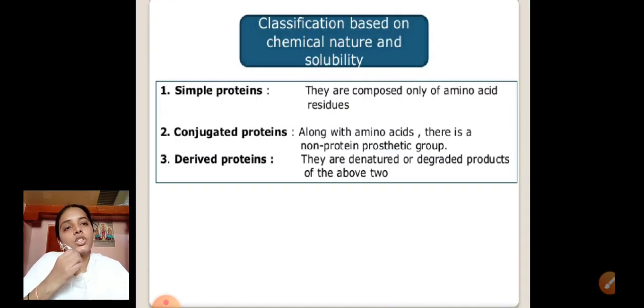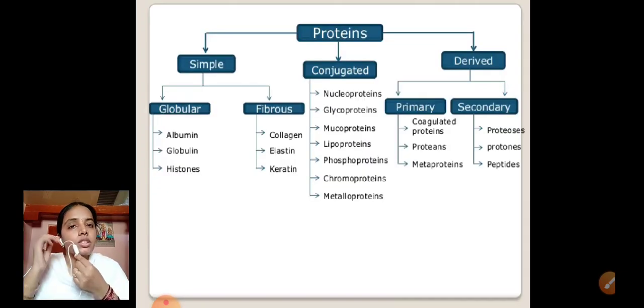Classification based on chemical nature and solubility. Proteins are classified into simple proteins, conjugated proteins and derived proteins. Simple proteins are composed only of amino acid residues. Conjugated proteins, along with amino acids, also have a non-protein prosthetic group present. Derived proteins are denatured or degraded products of the above 2.